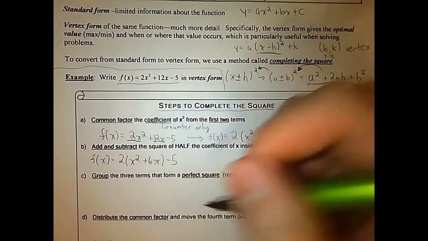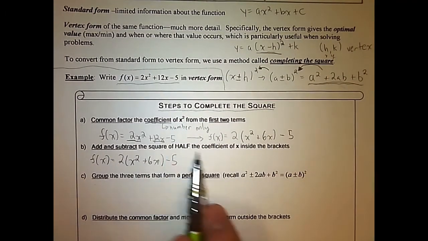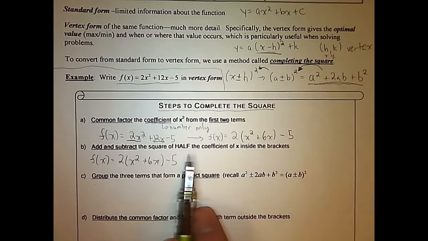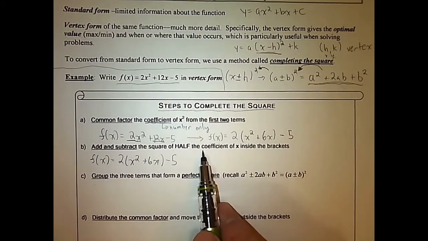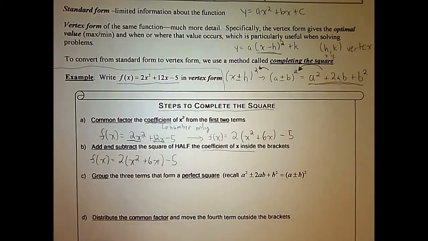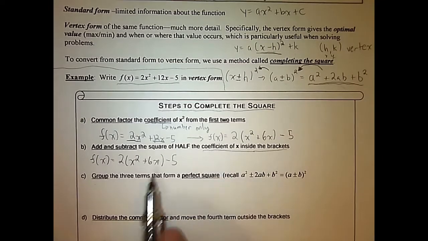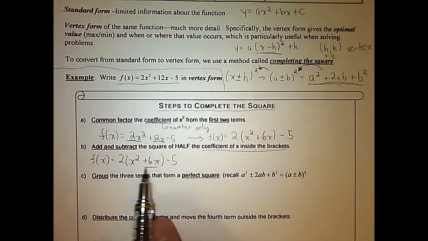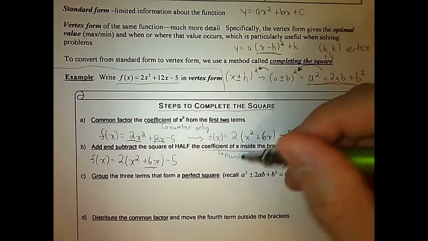Minus 5. So add and subtract the square of half the coefficient of x inside the brackets. Let's work at this end and work this way. So coefficient of x inside the brackets. Well, here's our x term right here. The coefficient, we said, just represents the number.